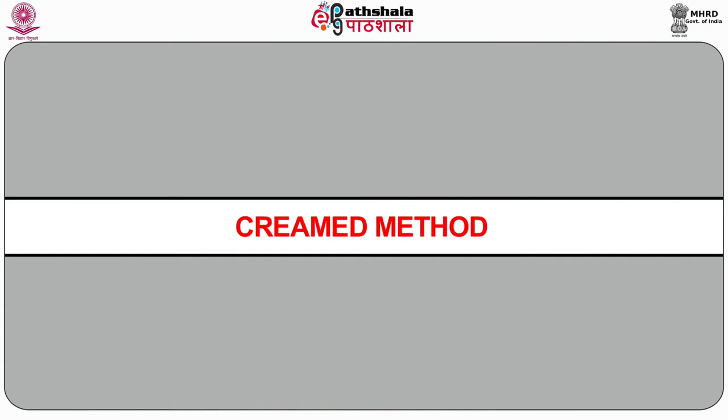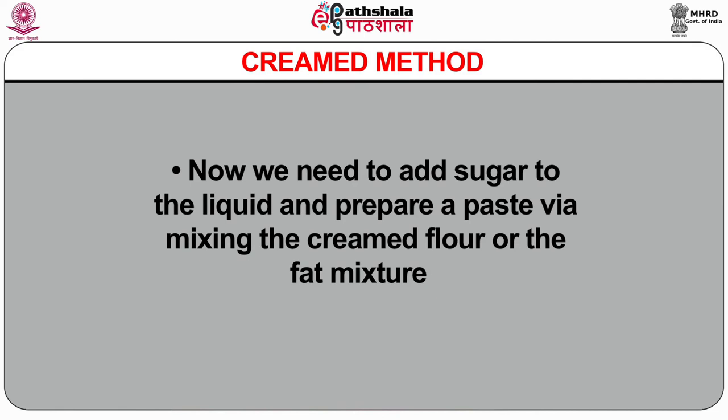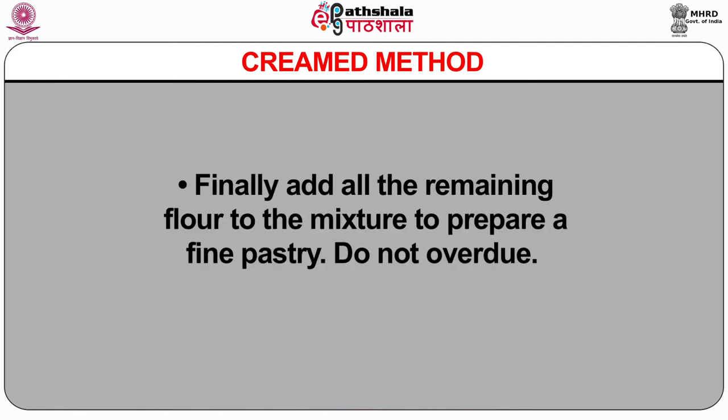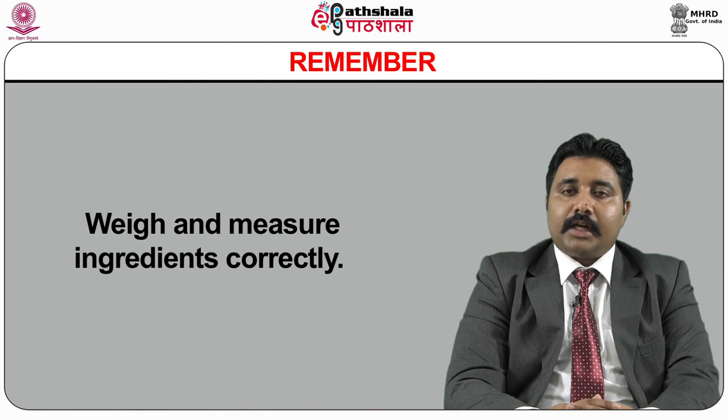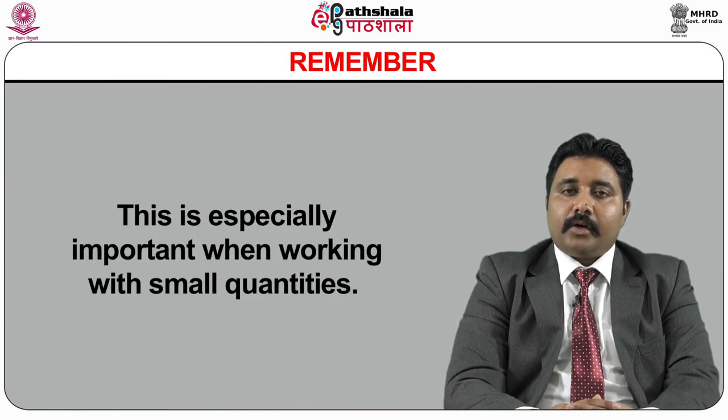Creamed flour method. Initially, we need to cream the fat along with half of the flour we already sifted. Now, we need to add sugar to the liquid and prepare a paste by mixing in the creamed flour and fat mixture. Finally, add all the remaining flour to the mixture to prepare a fine pastry. Do not overdo. Remember, weigh and measure ingredients correctly. This is especially important when working with small quantities.